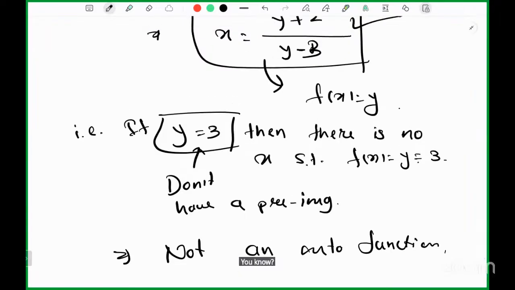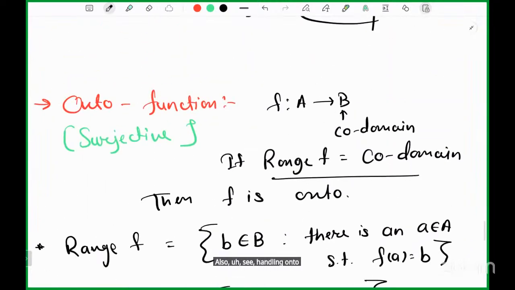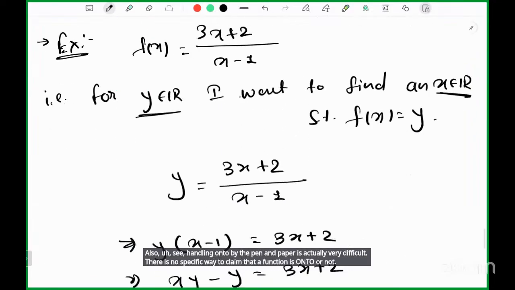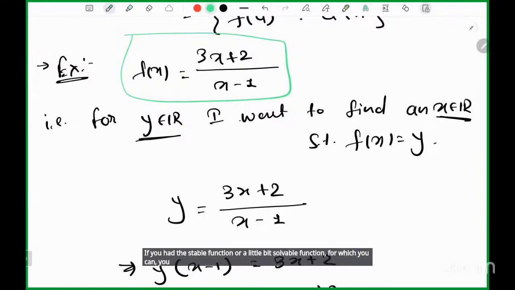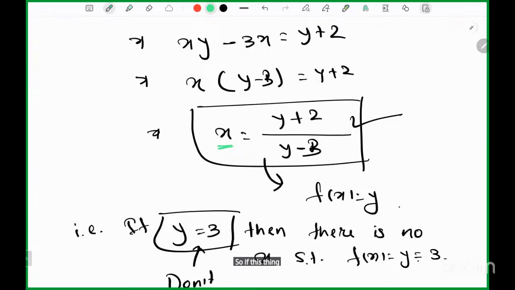Okay. Also, see, handling onto by pen and paper is actually very difficult. There is no specific way to claim that a function is onto or not. This will work only for such type of function. If you have a little bit solvable function for which you can reverse the relation between x and y, that means I can explicitly find what is my x in terms of y, then okay, you can.